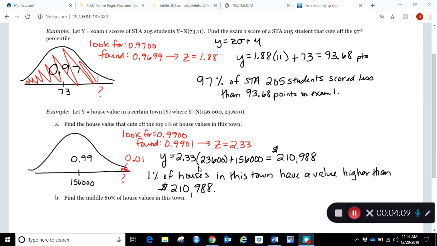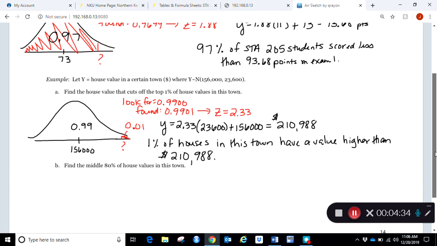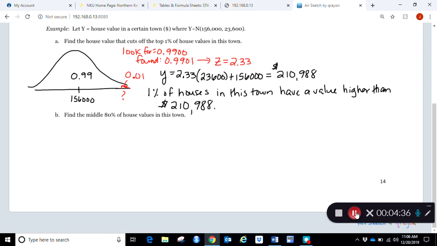Doing our math of plugging in our standard deviation and the mean with our z-score, we should get $210,988. Since it asked for the top 1%, I'm going to interpret this in terms of the 1%. So this would mean that 1% of houses in this town have a value that is more than or higher than our $210,988. Finally, go ahead and try part B on your own as well.